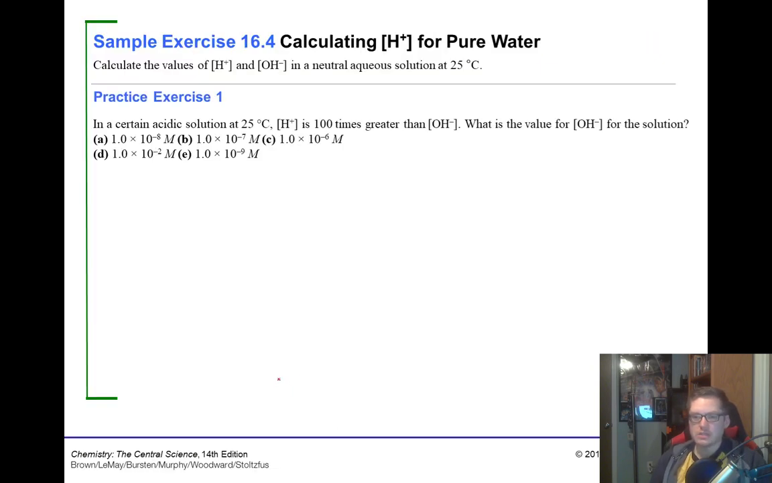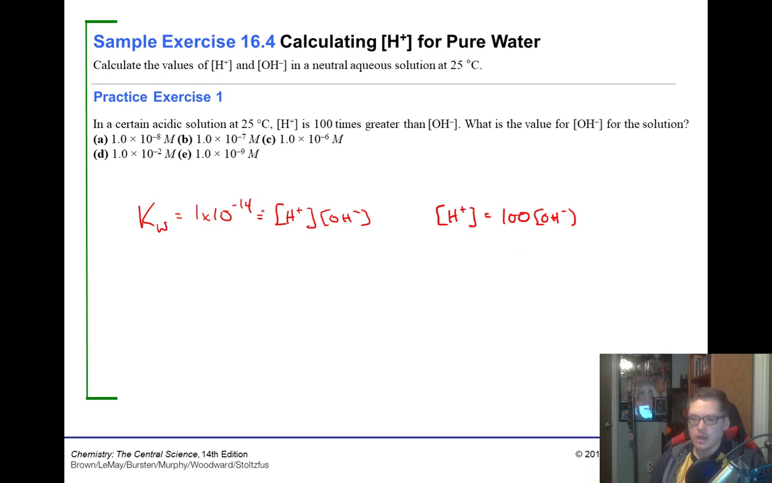All right, it says in a certain acidic solution at 25 degrees Celsius, H+ is 100 times greater than OH-. What is the value for OH- in this solution? So we know that our Kw is equal to 1 times 10 to the minus 14, and it's also equal to the concentration of H+ times the concentration of OH-. We also know from this other part here that H+ is 100 times greater than OH-. So our H+ is going to be equal to 100 times the OH-.